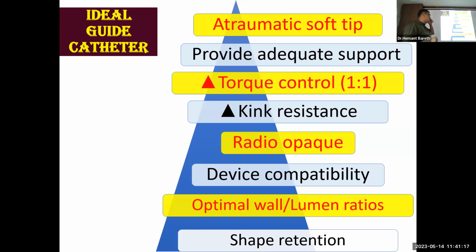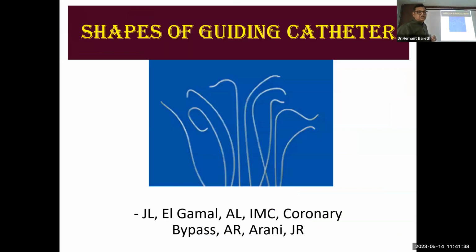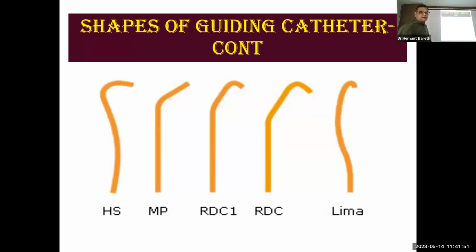So the catheter should be kink resistant, it should be radio-opaque, it should be device compatible, it should have an optimal wall to lumen ratio, and obviously it should have shape retention, because you don't want to put in a catheter and after some time it loses shape. An RCA catheter then does not behave like an RCA catheter. So you need a catheter that can retain shape. These are some of the shapes: JL, Amplatz, MPA, internal mammary, coronary bypass, AR, and so on. So these are all the types of different shapes, and some more common shapes, like the hockey stick.